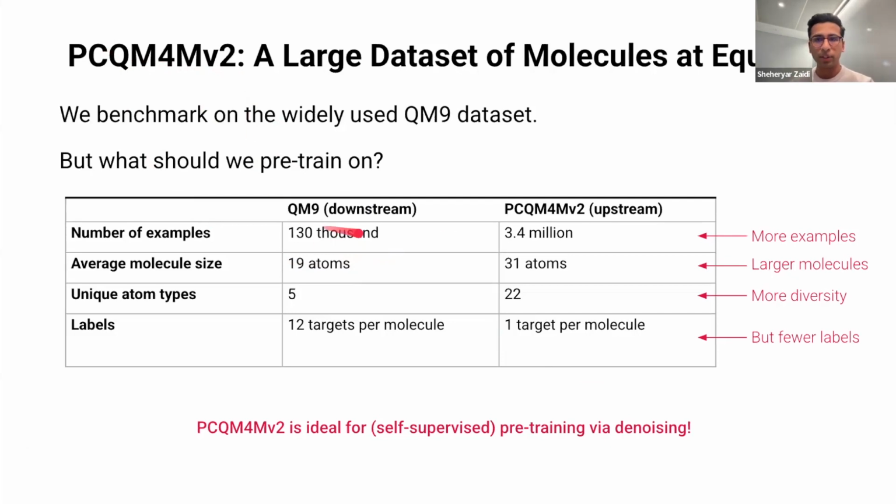So comparing that with QM9, PCQ has over 3 million examples. QM9 has around 130,000. On average, PCQ has bigger molecules. They have 31 instead of 19 atoms. You have more diversity in terms of the species, but you have much fewer labels. So you have 12 labels per target, 12 targets per molecule with QM9, whereas with PCQ you just have one, I think the HOMO-LUMO gap. So the point is, this was the data set we thought is a good data set to try this idea of denoising on, because we have lots of these examples.